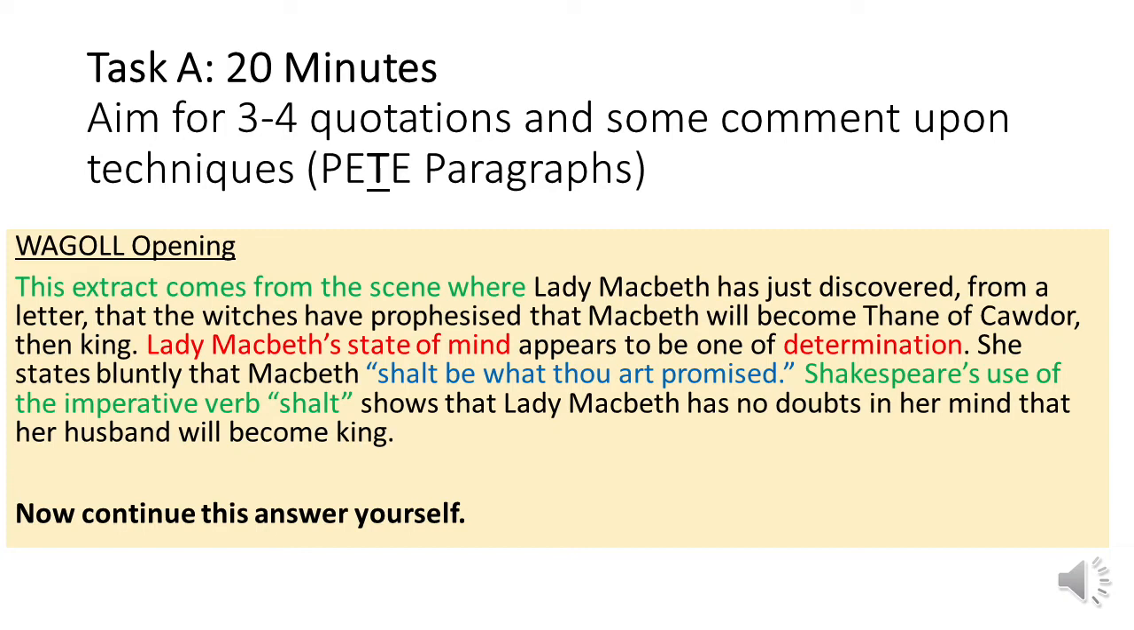Try and write your own if you wish, or use that waggle, and then try and do 3 more quotations like that in the space of maybe 17 minutes, and that'll be a really good answer. So task number 1 is to continue that answer yourself.